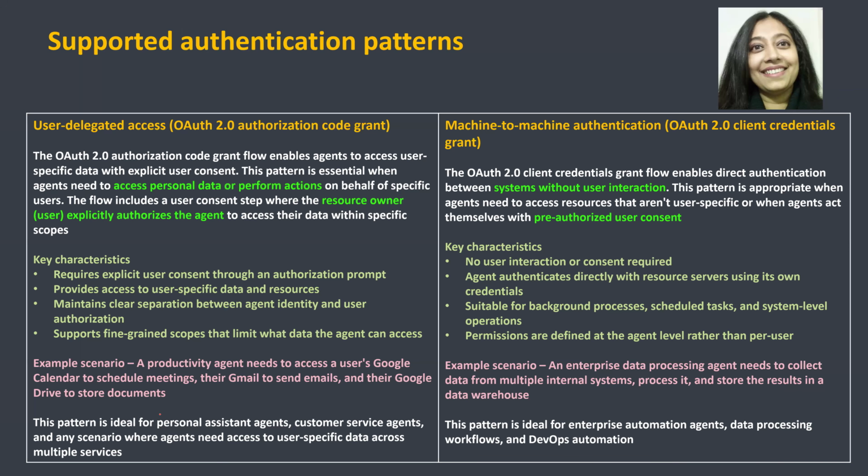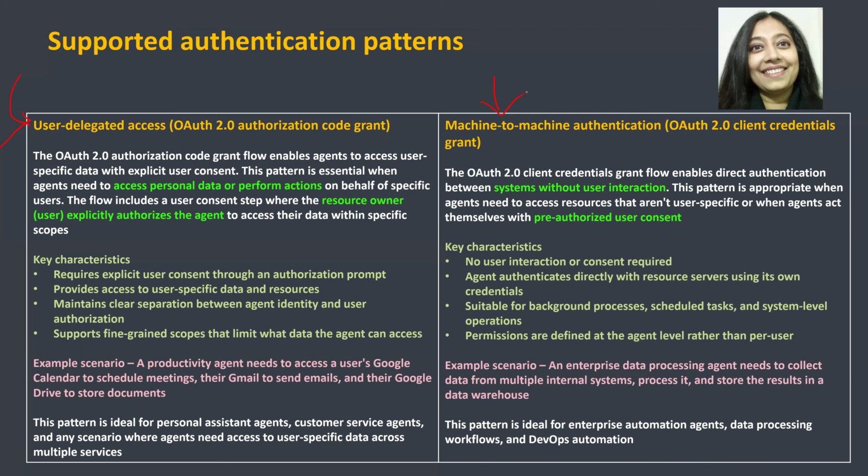Now let us look at some of the supported authentication patterns. There are two of them. The first one over here is UDA, that is user delegated access. And the second one over here is machine to machine. Just looking at the pattern name, I think it should be quite clear that when it is user delegated access, it essentially means that a user is involved. When it's machine to machine, you are talking about machine to machine communication, so no user intervention is there. But now let us look at both of these patterns separately.